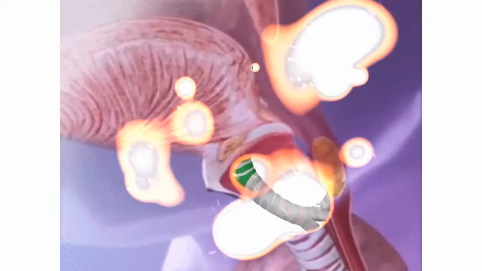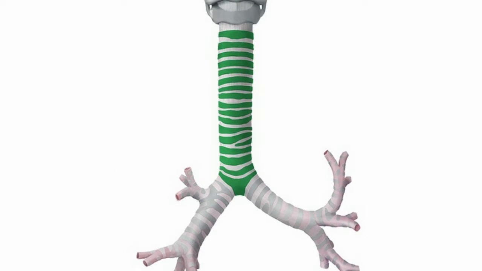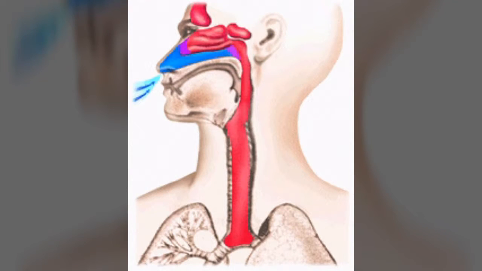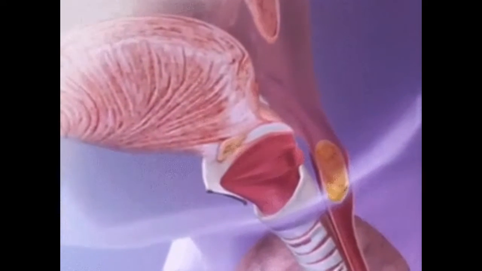The trachea, or windpipe, is a 5-inch long tube made of C-shaped hyaline cartilage rings lined with pseudostratified ciliated columnar epithelium. The trachea connects the larynx to the bronchi and allows air to pass through the neck and into the thorax. The rings of cartilage making up the trachea allow it to remain open to air at all times.